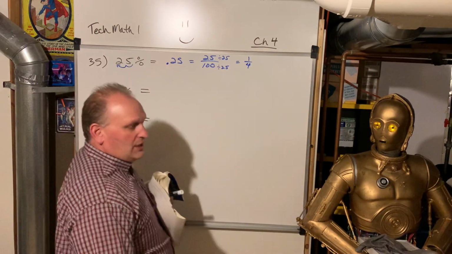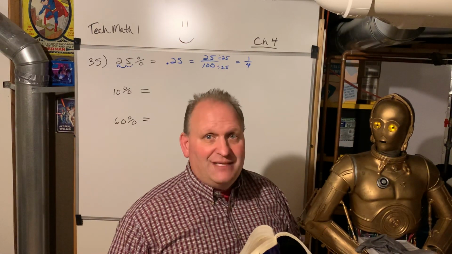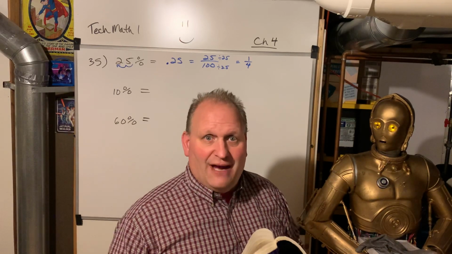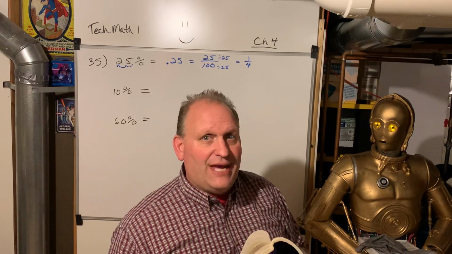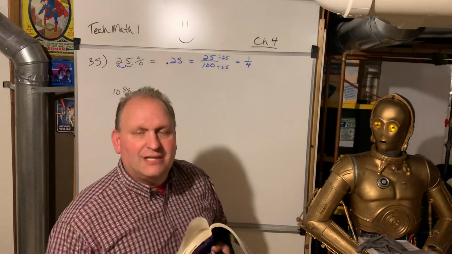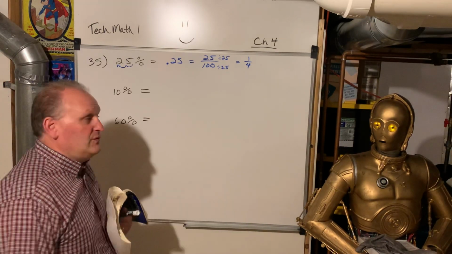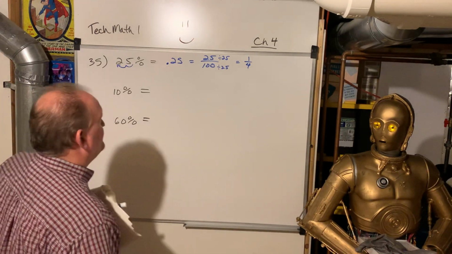So if there was a $400 item and it was 25% off, instead of taking 0.25 times 400 and figuring it out that way, you could just divide by 4. 400 divided by 4 is 100. It's $100 off. And so 25% off of a $400 item would mean they charge you $300 for it.